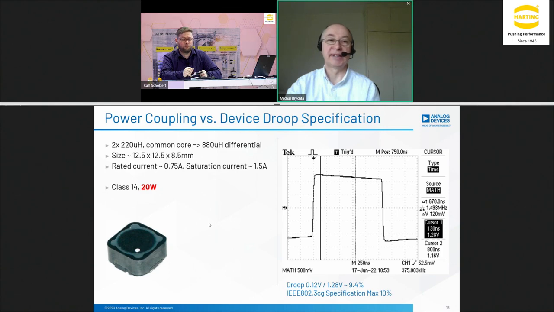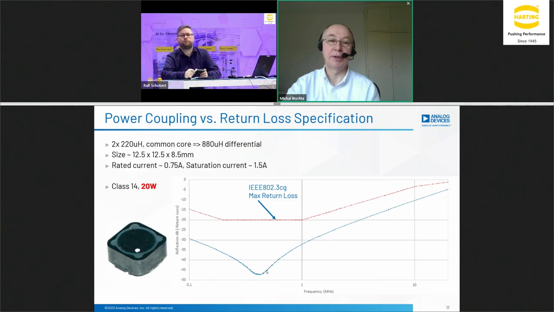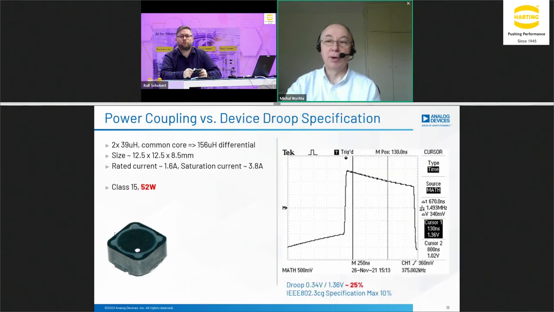There is also a return loss specification. For the same inductor, there is an IEEE specification for return loss, and there are methods to measure it. The inductor is below the return loss limit, which means complying with the standard. Now, if we lower the inductance, on the same core and the same size, we can go much higher in power, up to 50 watts.